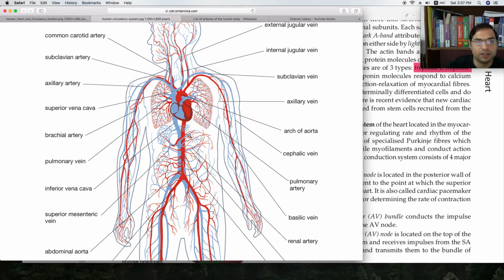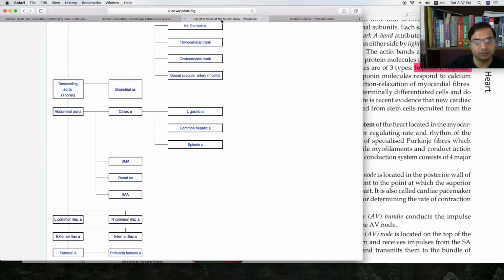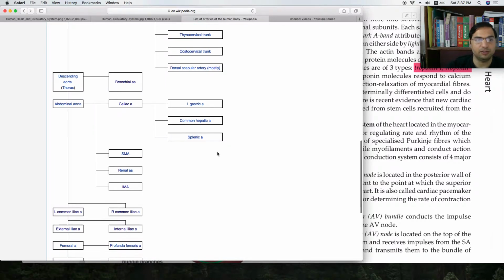The picture here is not very clear, right? But let us suppose that this is the celiac artery. Then this celiac artery divides into three major arteries. First is the hepatic artery, second, from here it will go to the spleen, the splenic artery, and from here it will go to the stomach, the gastric artery, right? So celiac artery, gastric artery, common hepatic artery, and splenic artery.